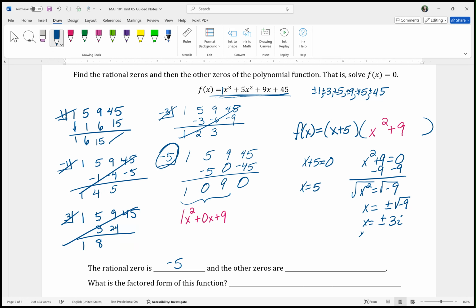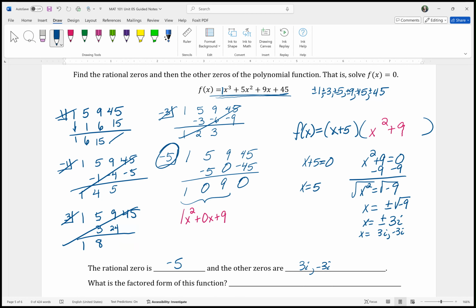Okay, so we get two answers here. 3i, negative 3i. And should it work out that way? Yes, because we talked about just a minute ago this having conjugate pairs. This is a complex answer, so we want this to have the positive and the negative of it. So our quote-unquote other zeros are 3i and negative 3i.